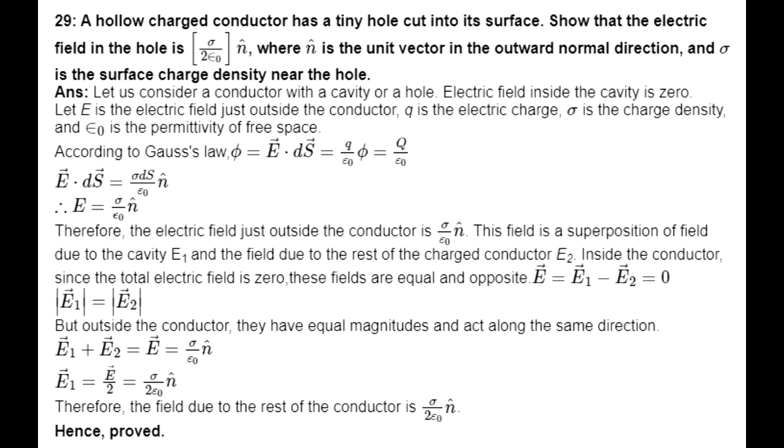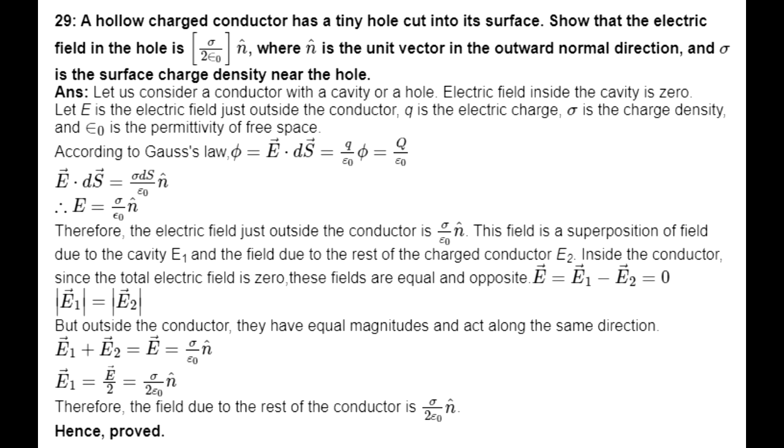Question 29. A hollow charged conductor has a tiny hole cut into its surface. Show that the electric field in the hole is sigma by 2 epsilon naught times n cap, where n cap is the unit vector in the outward normal direction, and sigma is the surface charge density near the hole.